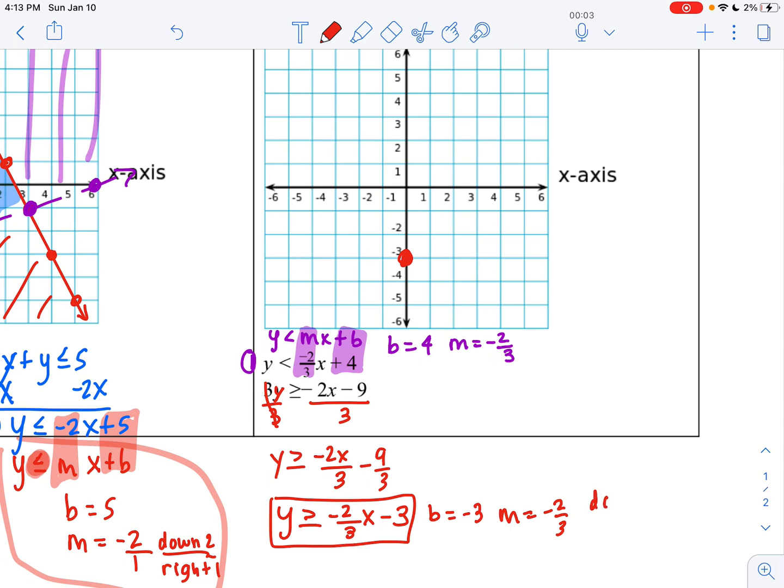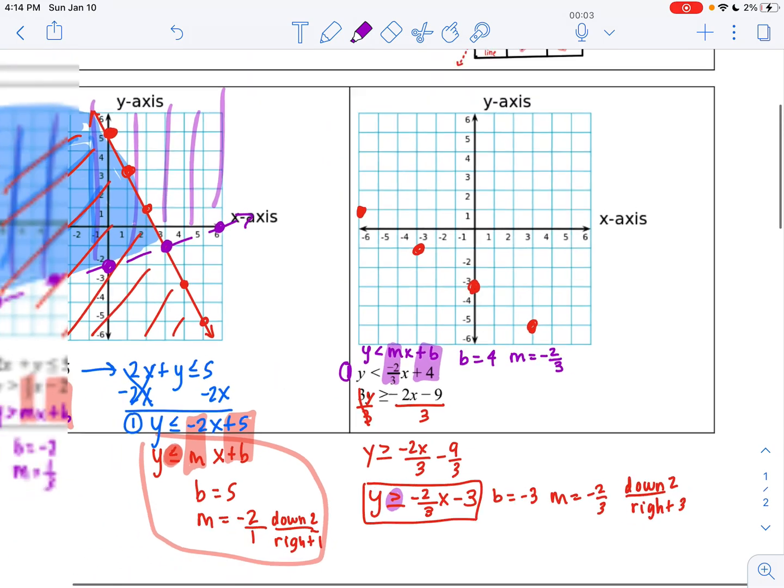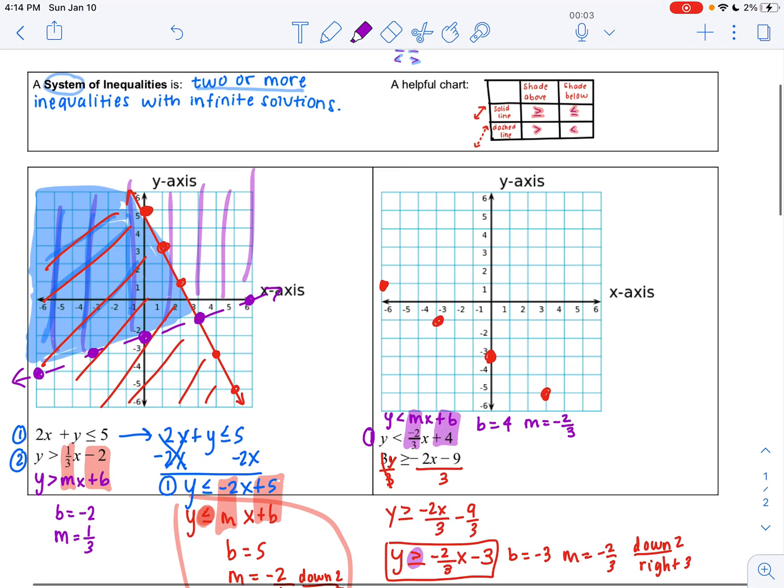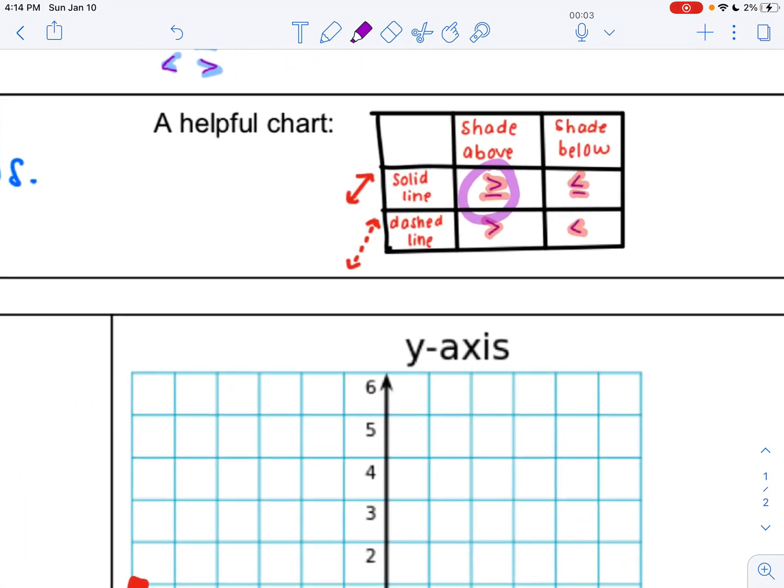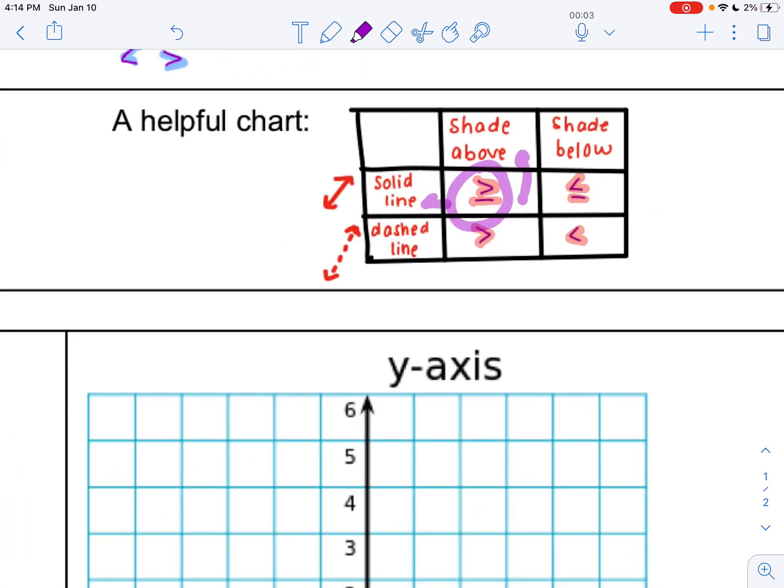Now -2/3 tells me to go down 2, right 3. So down 2, right 3, make a point. I can't keep going down 2, right 3 because it goes off the graph, so instead I'll go up 2, left 3, make a point. Up 2, left 3, make a point. Now don't graph it yet. We always want to check our sign. So our sign here is greater than or equal to. I look at my chart and I see that greater than or equal to is here. That tells me to shade above and to draw a solid line. So draw a solid line and then we're going to shade above.